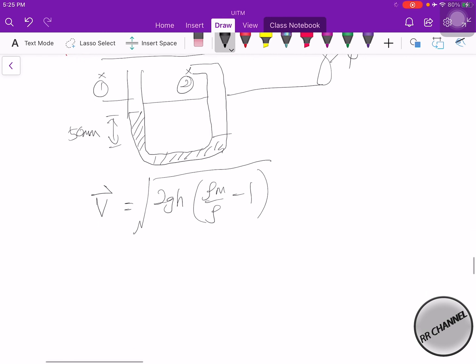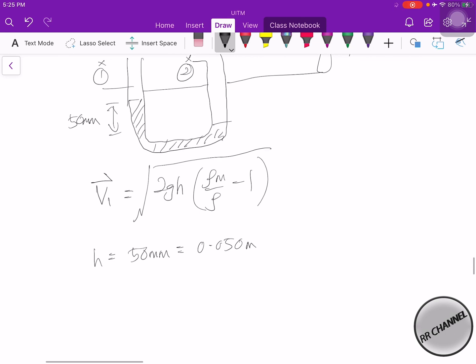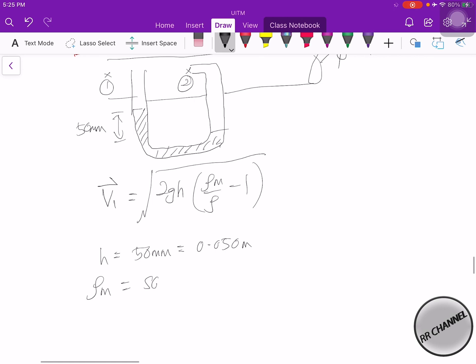So in this case, we will get the velocity at point 1. Then we just put in the values that we know. For example, the deflection of the manometer is represented by h, which is equal to 50 millimeter, or we convert it into meter, it becomes 0.050 meter. Then the density of the mercury is given as Sg of the mercury times rho of the water, which is 13.6, and also the density of the fluid is basically Sg times the rho of the water, which is 1.